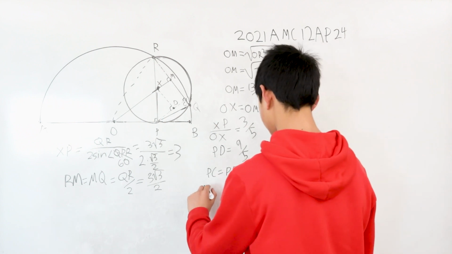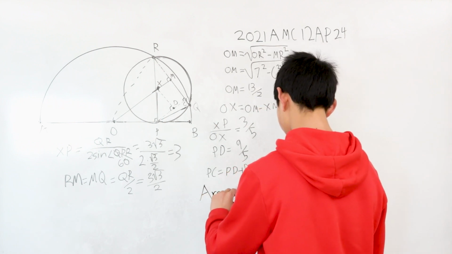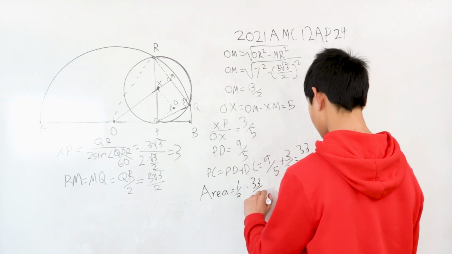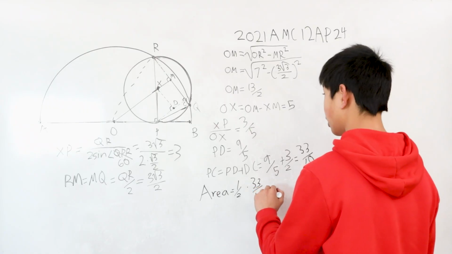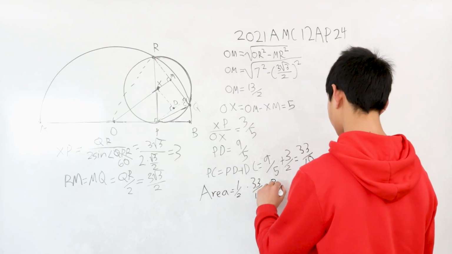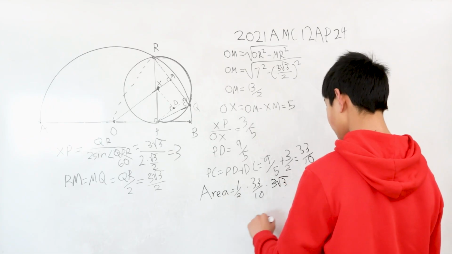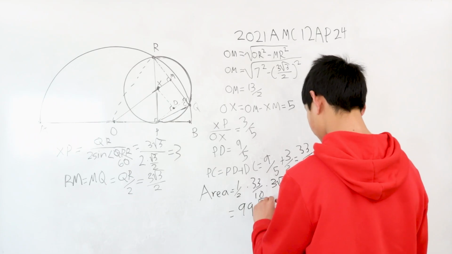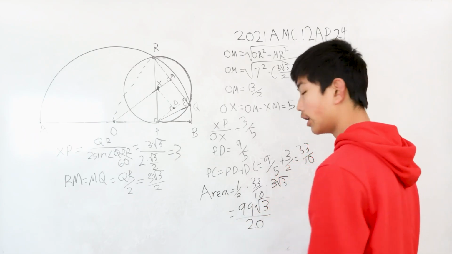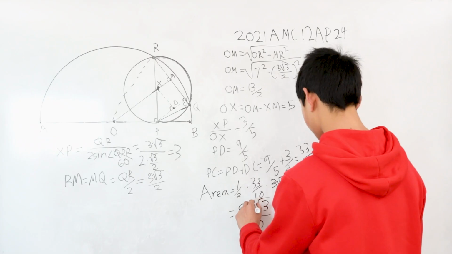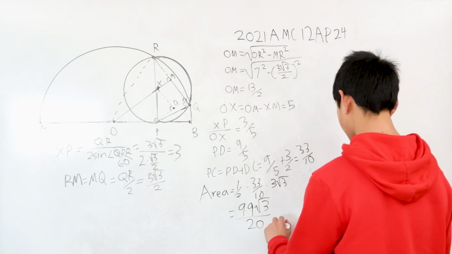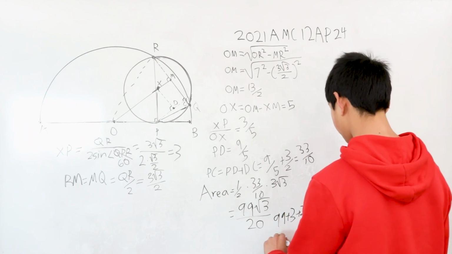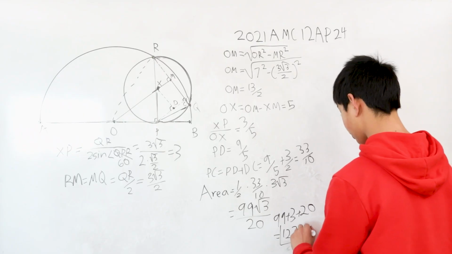The area is 1/2 base times height. So this is 33/10, and then the height is QR, or 3√3. The area is 99√3 over 20 when you evaluate all of this. The problem wants the sum of all these numbers. So our answer for this problem is 99 plus 3 plus 20, or simply 122. That is our answer for this problem.